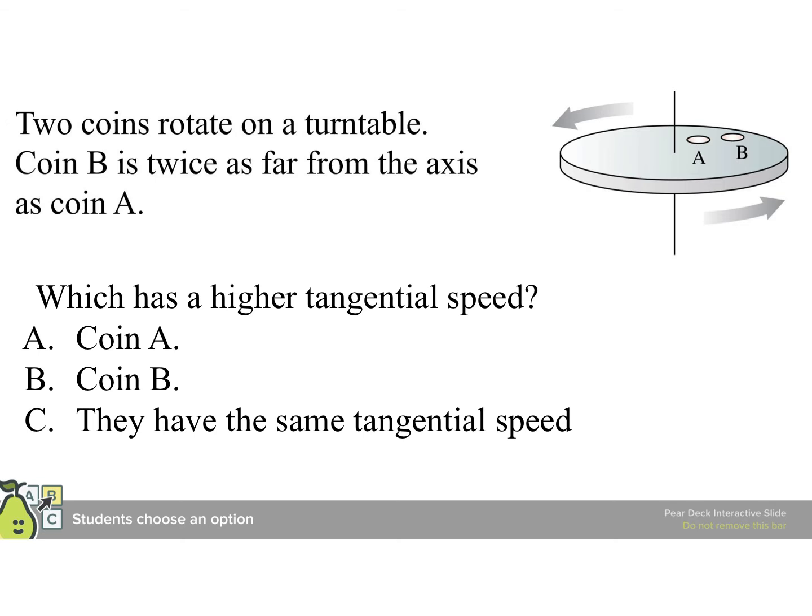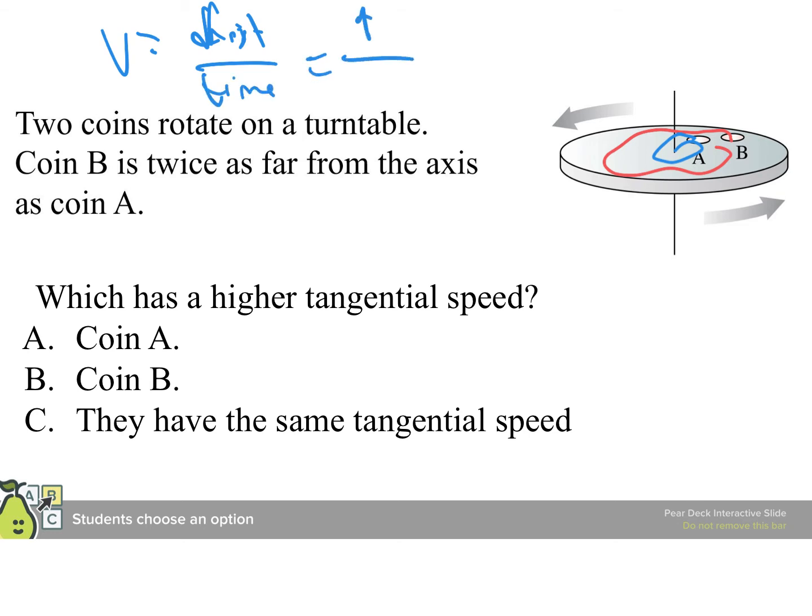Well, the turntable has a fixed period. It takes the same amount of time to go around, so they're each taking the same amount of time to go around. But B is covering a much greater distance, right? Because it's a bigger circle, sorry, it's terrible. And so it must be moving faster, because if velocity is distance over time, and the time is the same, if that's more and this is the same, then the velocity is more. So B must have a greater tangential velocity.